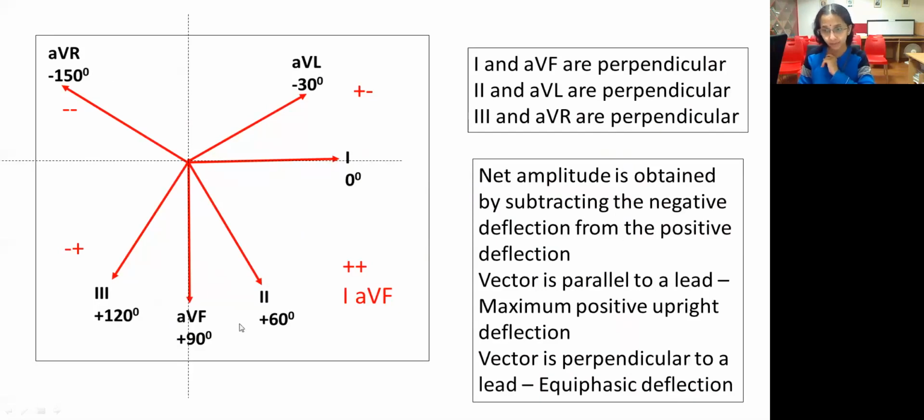How do I decide about the positivity or negativity? For every lead, whenever you have a QRS complex, you will have to decide the net amplitude by subtracting the negative deflection from the positive deflection. So with that understanding, you will get a net vector which will be a particular number, and that number you can plot, for example, in a chart which is very similar to the ECG paper to get the exact axis. We will see in the subsequent slides.